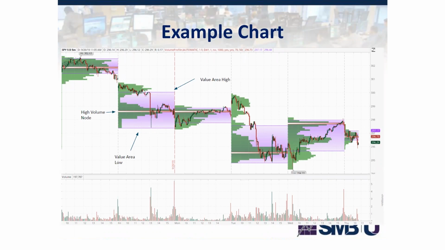Each of these blocks is going to be a volume profile structure for a specific day, and the shaded area is going to be the value area. Then this red line that goes through the middle is going to be your point of control, or your high volume node. So basically what we're looking to do is see how the value area is shifting across multiple days. And then we can use that to determine how the overall market structure is changing from day to day.